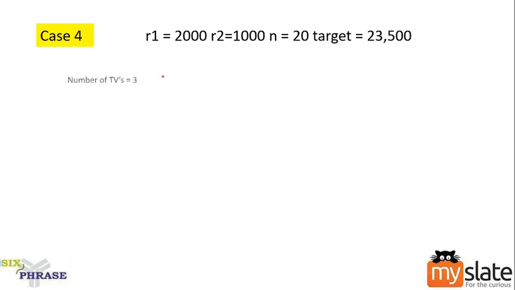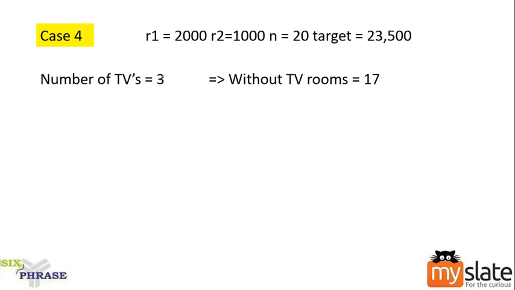Next case, we are going to buy three TVs. So total TV rooms that we have is three. Out of 20 rooms, 3 rooms are with the TV. So without TV, we will be having 17 rooms. Calculate the cost. TVs are 3, cost is 2000. For one TV, it is 2000. For 3 TVs, it is 6000. Next one, 17 non-TV rooms, one non-TV room is 1000, so 17 non-TV rooms is 17,000.